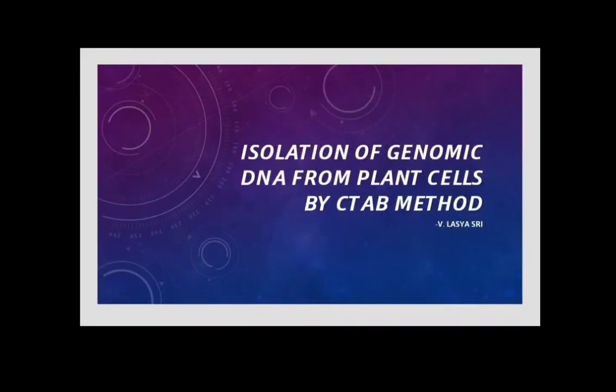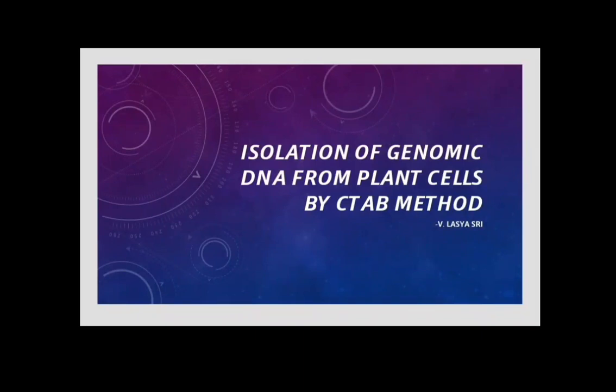In this video, I am going to explain the isolation of genomic DNA from plant cells by the CTAB method. The CTAB method is one of the most commonly used methods to extract DNA from plants using CTAB buffer. It is a suitable method for the elimination of macromolecules without affecting the purity of the DNA. It was first done by Murray and Thompson in the 1980s.